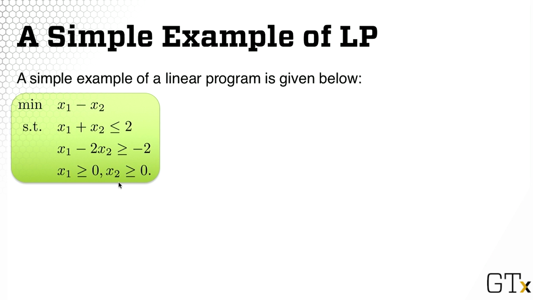And then we have another 2 constraints. I called them non-negativity constraints, which means they impose non-negativity on the variables. So x1 is greater than or equal to 0, and x2 is greater than or equal to 0. These 2 constraints are also linear constraints.